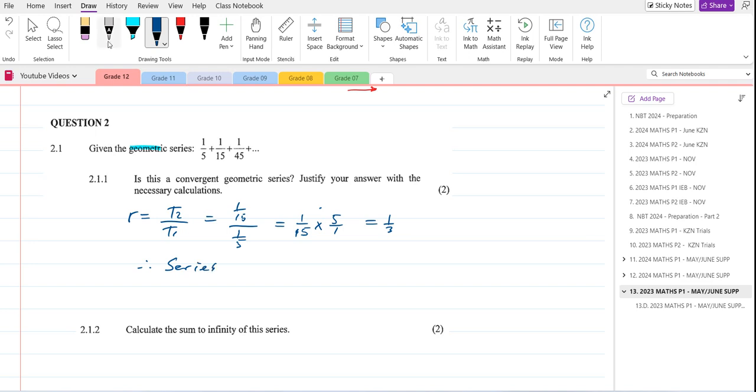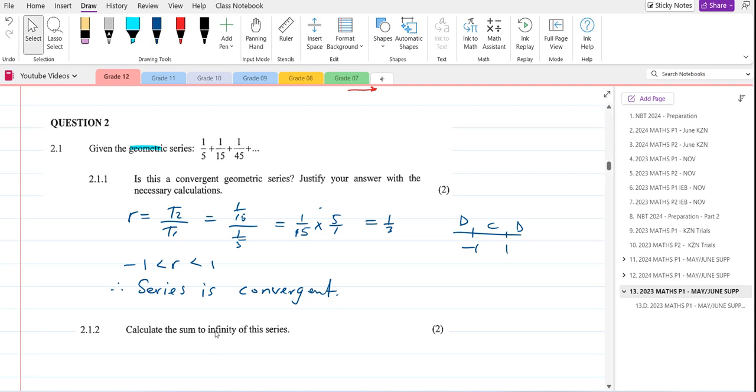Remember, you need to say 1/3 is between -1 and 1. When the value is between -1 and 1, it is convergent; less than -1 or greater than 1, it is divergent. So -1 is less than r, which is less than 1. Therefore the series is convergent. So we have a geometric series which is convergent.